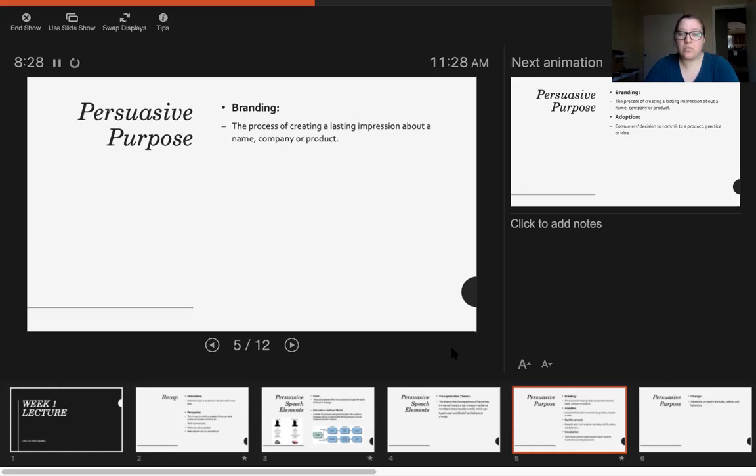So their whole purpose is to teach you about a product and persuade you to go buy it, right? They're spending millions of dollars to do that. So that is an example of persuasive speaking, and that's a purpose behind that persuasive speaking. So branding is one example. There's also adoption. So it's a consumer's decision to commit to a product, practice, or idea.